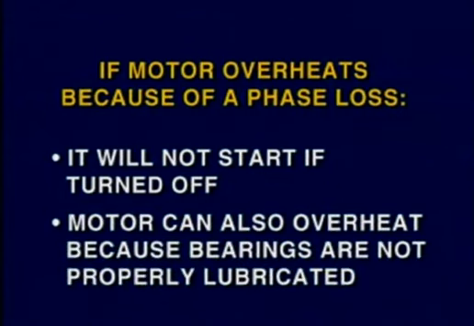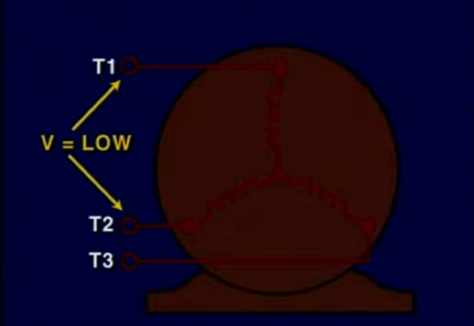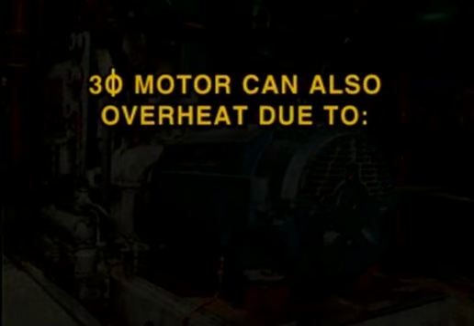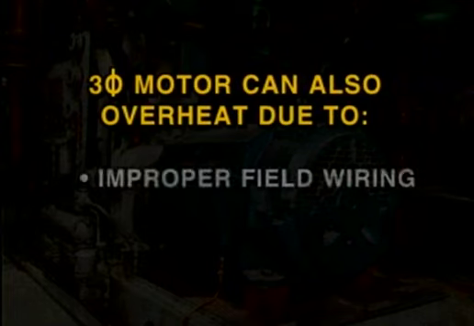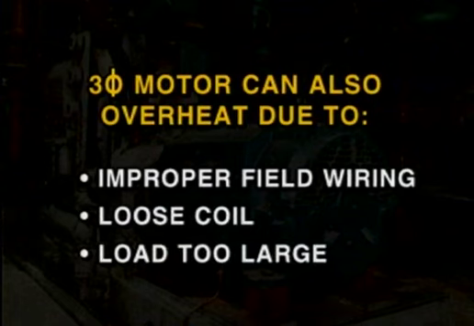The three-phase motor can also be overheating if the bearings are not properly lubricated in the motor or at the load side. If there is a low voltage across the three phases, it could also cause overheating of the motor, and it should be turned off until the under-voltage problem is corrected at the plant. Other reasons that will cause a motor to overheat include improper field wiring, a loose coil in the motor, or if the load is too large for the motor application.